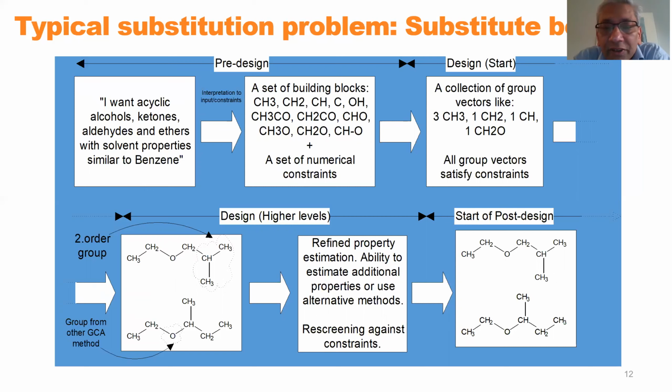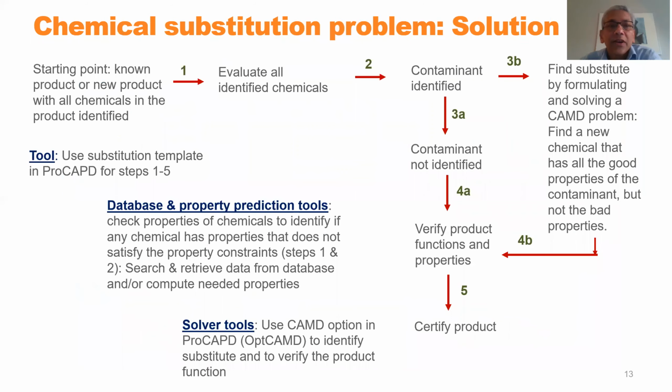And once we know the entire molecular structure from our collection of models for properties, we can calculate the property and we can check if the conditions have been satisfied. So the steps would be starting from the known chemicals, evaluate the identified chemicals, check for contaminants. If there are none, we verify the product and certify the product. If there are contaminants, we identify the contaminant, we substitute the contaminant, we verify the product, and we certify the product. In each of those steps, steps 1, 2, we need property and database. In step 3, 4, we need solver tools, that is the molecular design.